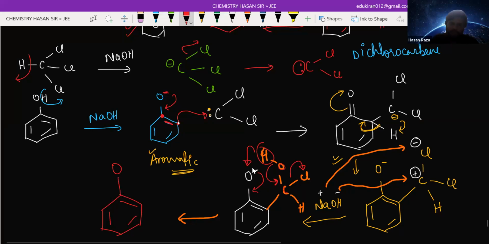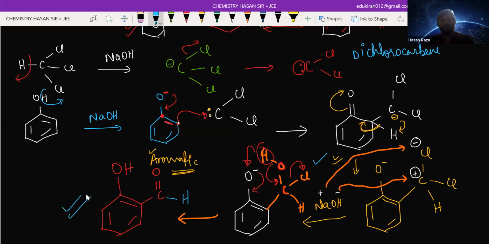It will be a single bond. Hydrogen is coming with oxygen, so it becomes phenol. And here you can see between carbon and oxygen there will be a double bond, because hydrogen goes with that oxygen and chlorine also left it. So it becomes this, salicylaldehyde, if you remember the name.